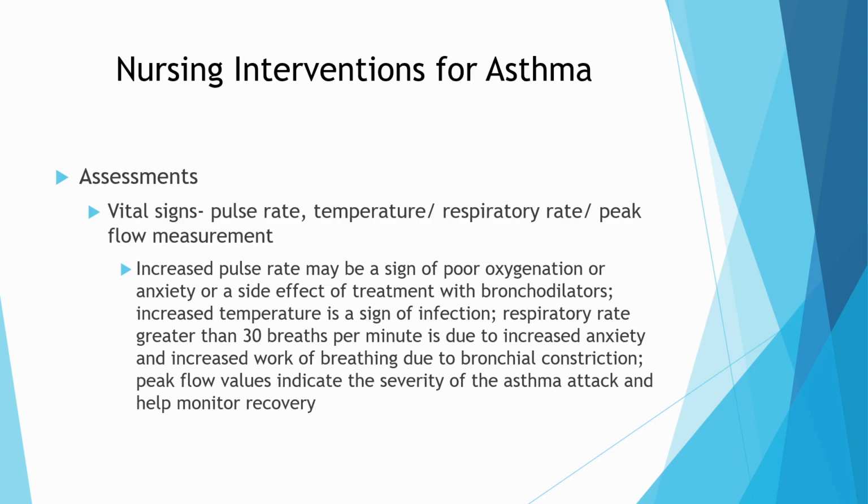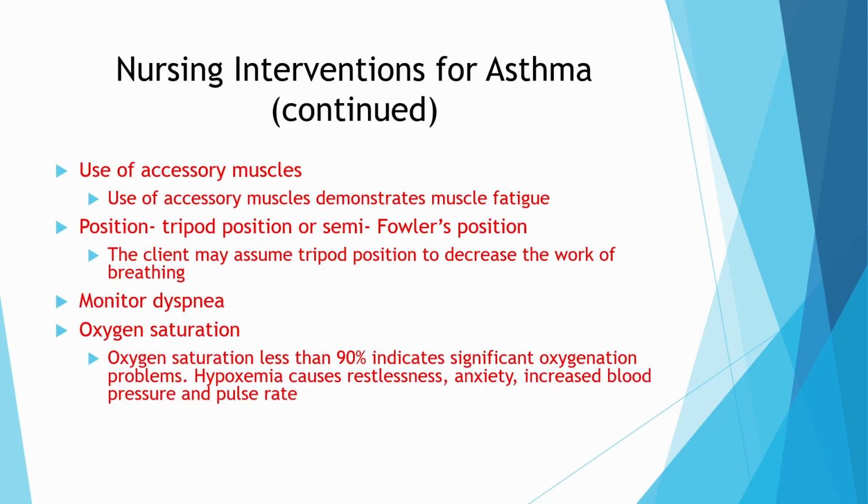Respiratory rate greater than 30 breaths per minute is due to increased anxiety, and then the increased work of breathing due to the bronchial constriction. So your patient is going to want to breathe faster because they will believe that if I breathe faster, I will get more air into my lungs and I will feel better. And that is not the case. Peak flow values will indicate the severity of the asthma attack and then help monitor recovery.